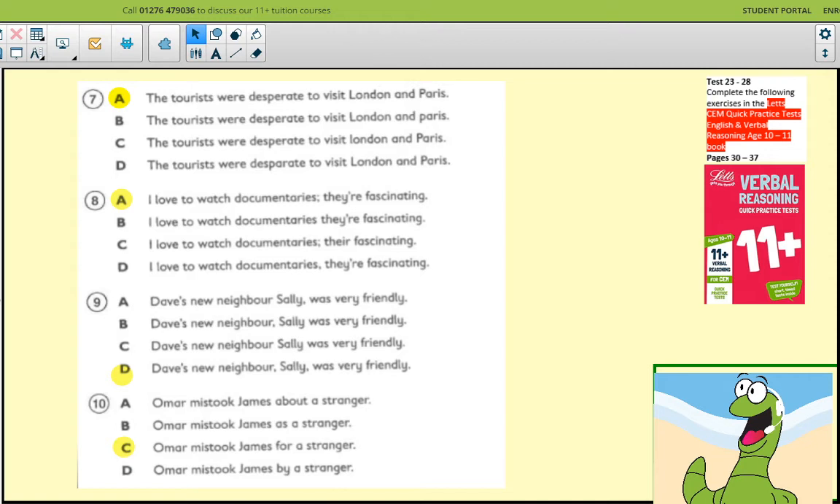Number 9D, Dave's new neighbour Sally was very friendly. Again, it's the way we read. We need pauses which the commas give to us. Dave's new neighbour Sally was very friendly. And 10 was C. Omar mistook James for a stranger.